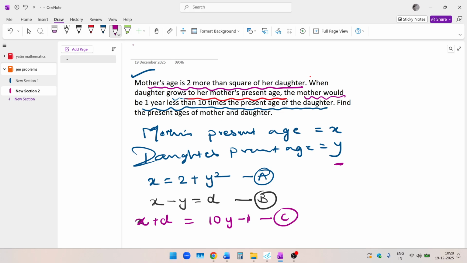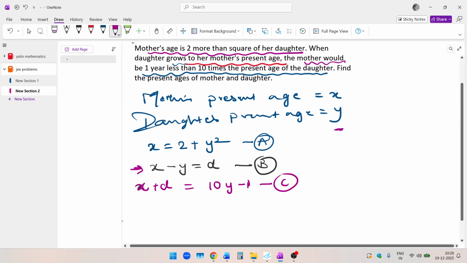Okay, first we need to understand when daughter grows to her mother's present age means after a certain amount of time. And what is that certain amount of time? It is x minus y, and that is equal to d. So after d years, mother's age, which is x plus d, would be equal to 10 times daughter's present age minus 1. So x plus d is equal to 10y minus 1. Now I can solve these equations because there are three equations and three unknowns. So let's solve these equations one by one.